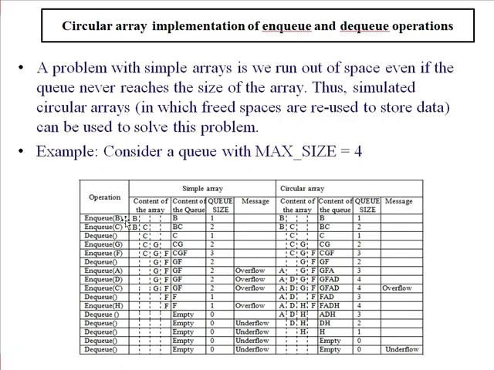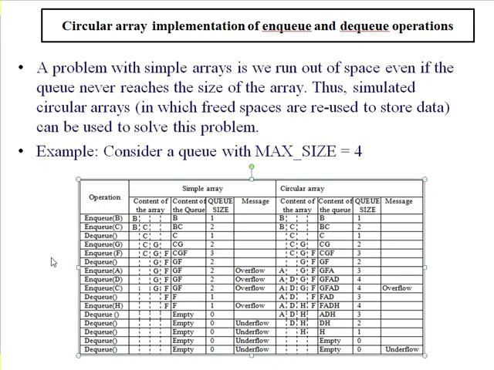So enqueue B, for both the simple array and the circular array, and enqueue C. C will be added. The queue size is 2. Then dequeue, it will remove B. Then enqueue G, so G will be added, and the queue size is 2. Enqueue F, so F will be added, the queue size is 3. Dequeue, so it will remove C here. Enqueue A here.